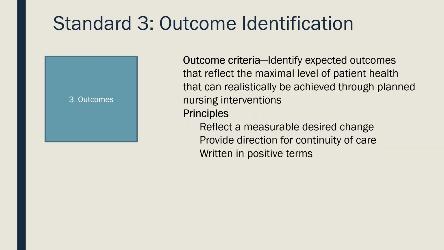When we talk about outcome criteria, we're identifying expected outcomes that reflect the maximal level of patient health that can realistically be achieved through planned nursing interventions. Principles of outcome include reflecting measurable desired change, providing direction for continuity of care, and being written in positive terms. Outcomes often provide both short and long-term goals. These are goals we expect for the individual's plan of care. Outcomes do have to be SMART: specific for our patient, measurable, attainable, realistic, and time sensitive.